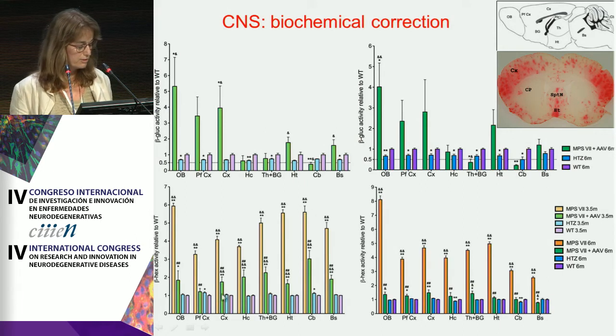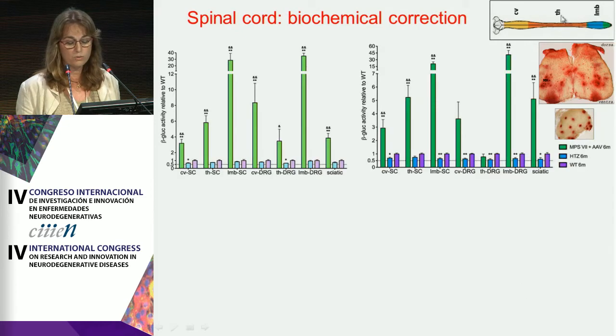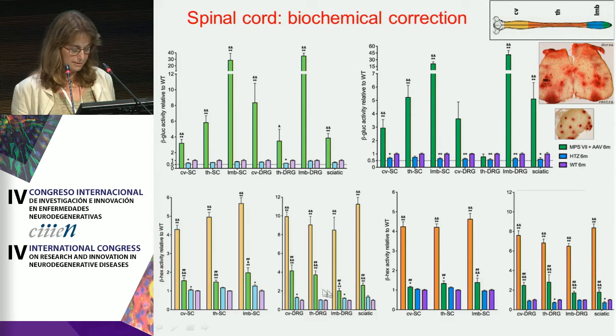The biochemical correction is shown here, and you can see that we achieve significant reduction at short term and complete correction at long term, including the cerebellum. In the spinal cord, we also detected transduction in a high percentage of motor neurons, and also in interneurons and in the sensory neurons in the dorsal root ganglia. This was seen all along the spinal cord. And we also could achieve supraphysiological levels in most of the segments, which led to biochemical correction in all these areas.